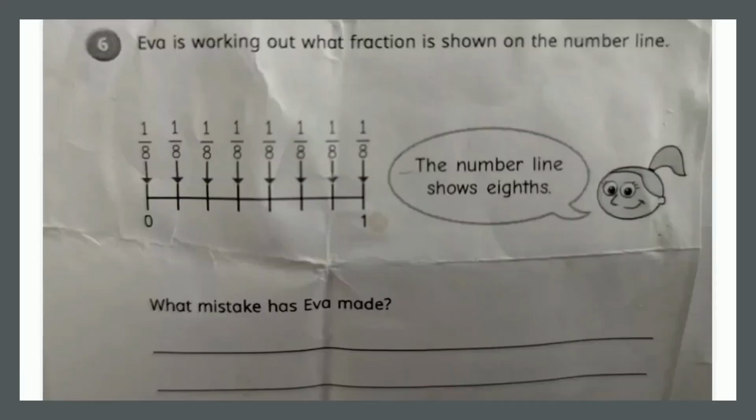This is the homework right here. Eva is working out what fraction is shown on the number line. Well, there is Eva right here, and she is saying the number line shows eighths. Well, here is our number line, and there are these 8 lines passing through our number line, and we have 1/8 shown for all of them. And the question asks, what mistake has Eva made?